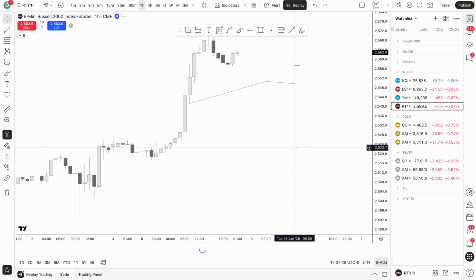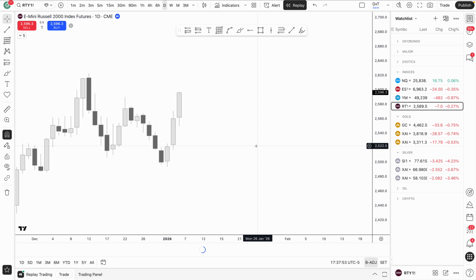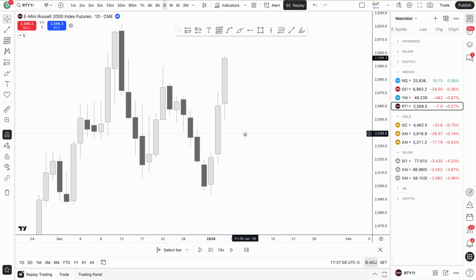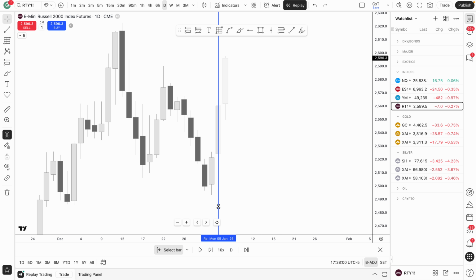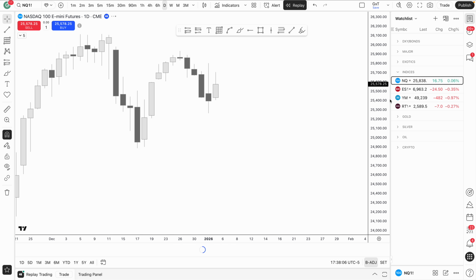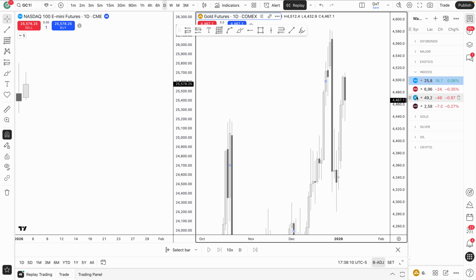RTY here. So let's look at the daily framework, just like we did on silver. So if you look here, the previous day, what did it do? Let's first look at the triad here on NQ and ES. So we're going to go ahead and split the screens here.